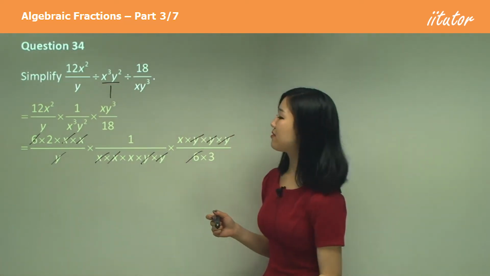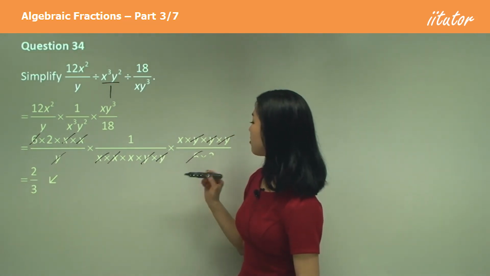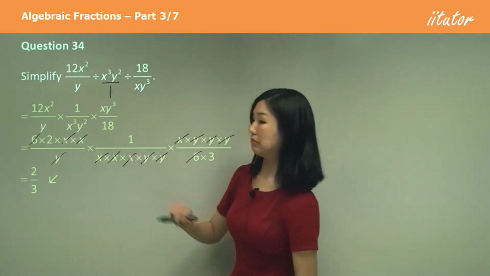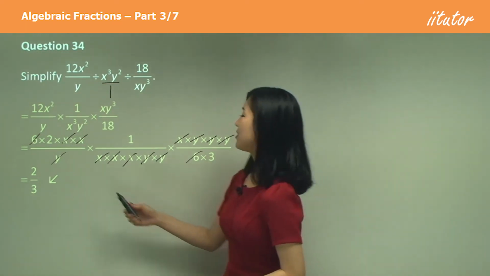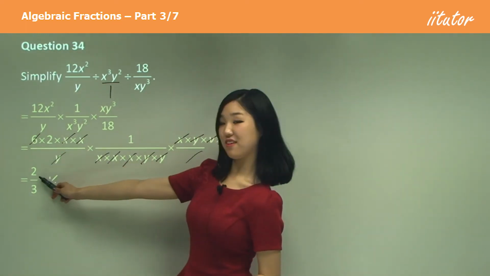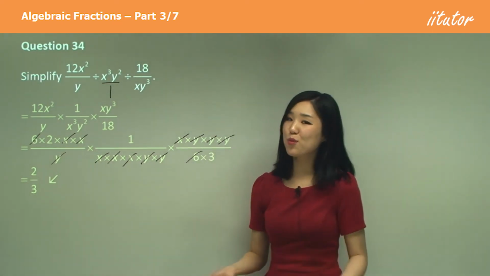Okay, so what do we have left? We have 2 times 1 times x. Oh, sorry, I forgot to cancel this x as well. Sorry. So we don't have any more pronumerals basically. So we just have 2 times 1, which is 2. And we have 3 left on the denominator. So all the pronumerals cancel out.